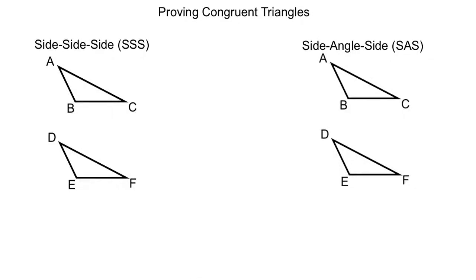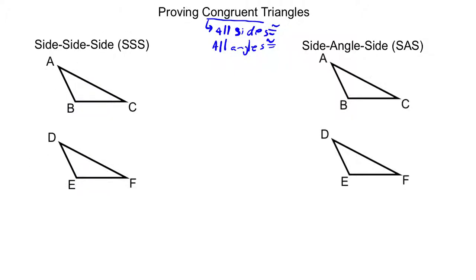Okay, so in this section, we are going to be finally proving congruence of two different triangles. What it means to be congruent is that all sides and all angles are going to be congruent. So, for example, if I look at this picture, if triangle ABC is congruent to triangle DEF, that means that angle E is congruent to angle B. And also side AC is congruent to side DF.